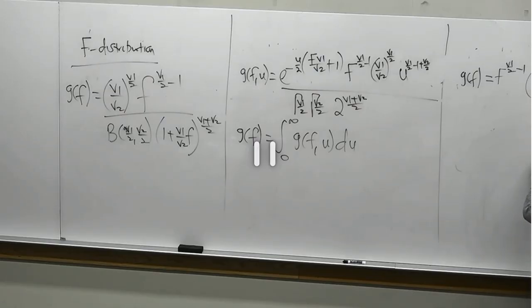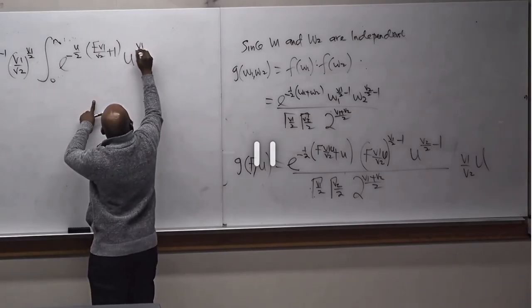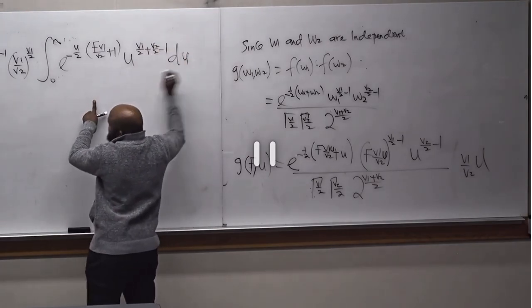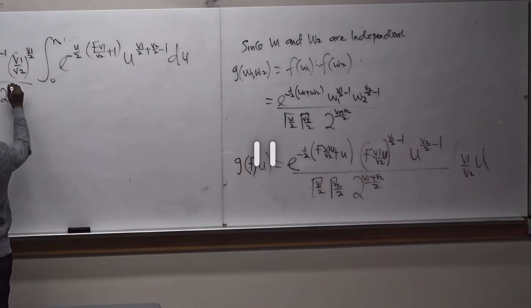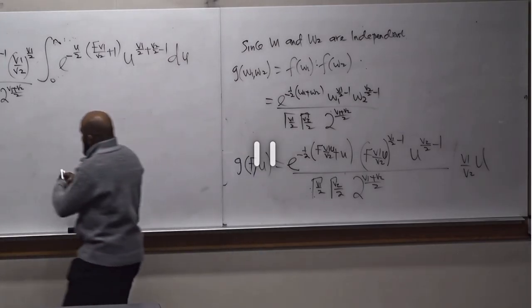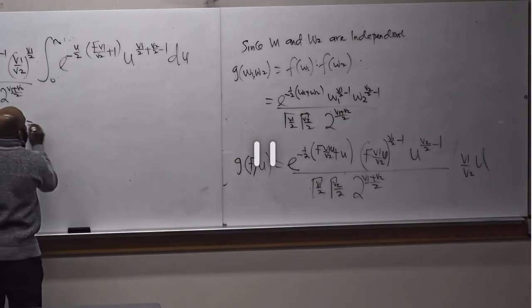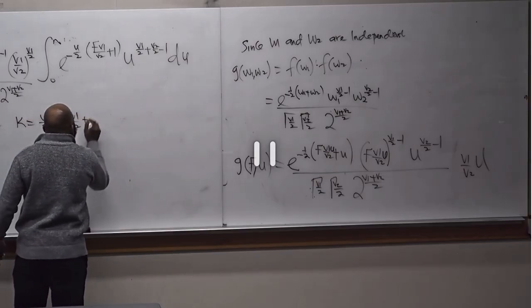F V1 over V2 plus 1, U raised to power V1 over 2 plus V2 over 2 minus 1, dU. And the one here, I can put it outside: gamma V1 over 2, gamma V2 over 2, 2 raised to power that. Now look at where we are. I can use the substitution method again. So I can say let K be U over 2, F V1 over V2 plus 1.